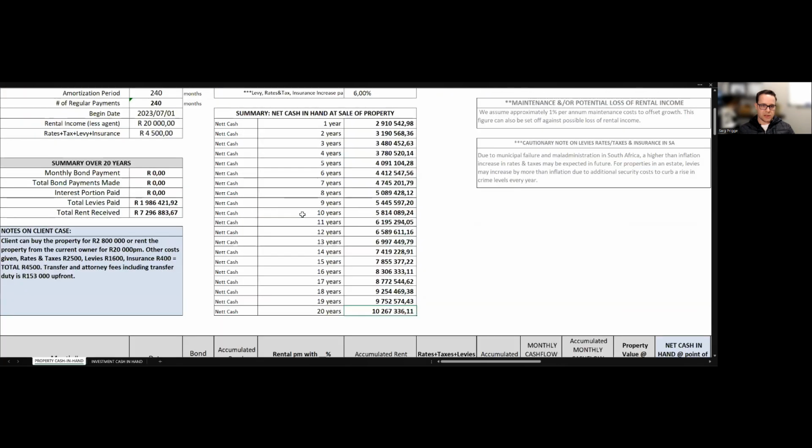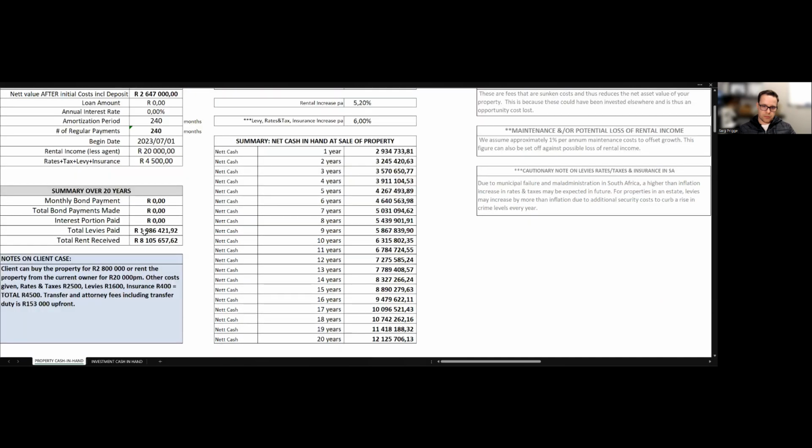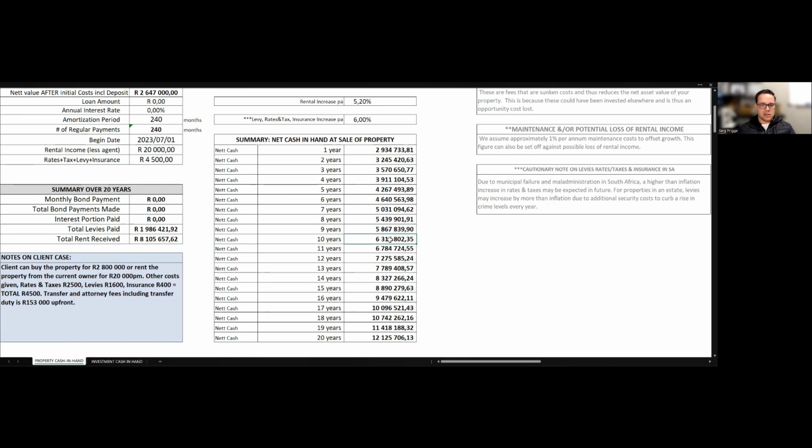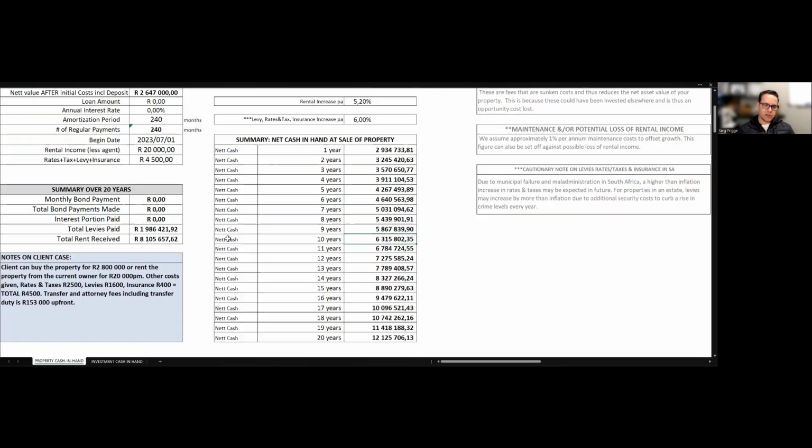Now let's do the following. Let's assume you're more positive on the property investment, or you're more optimistic. Let's assume you get a 4.2% growth rate and you get a rental increase of, let's make it 5.2. Okay. So then after 10 years, you'll have 6.3 million cash in hand. Just to reiterate, after 10 years, 6.3 million cash in hand if you sell the property. Just remember that.